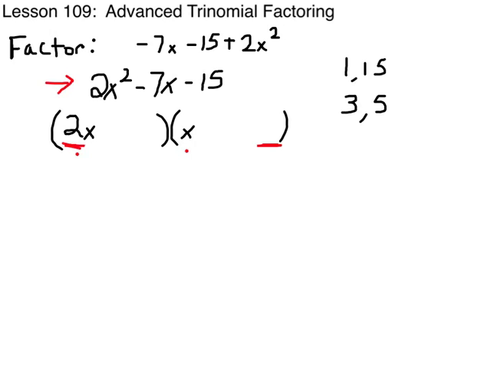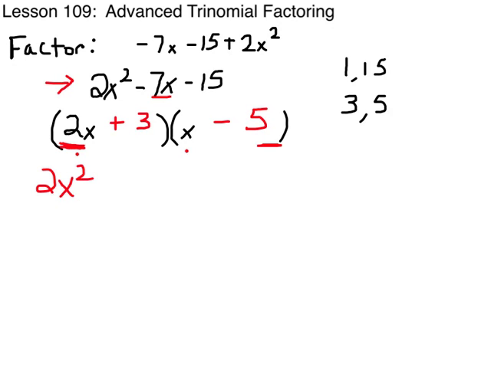All right, so I know that I'm going to have a negative 15. So I'm going to have a positive and a negative. Now this gets a little bit more tricky when you're multiplying by this 2 out here. All right, so trial and error, I'm going to say we're going to try 3 right here and 5 right here. And because I want this number to be negative, I'm going to make this negative. It's the larger.